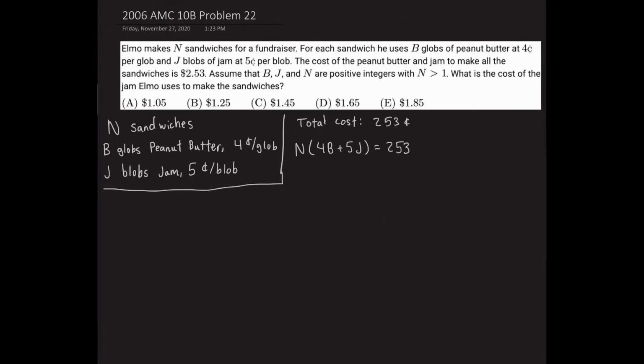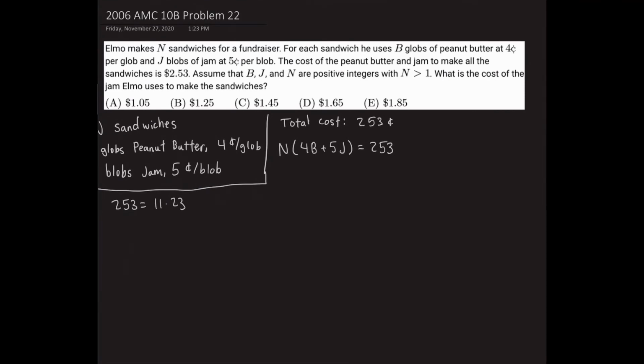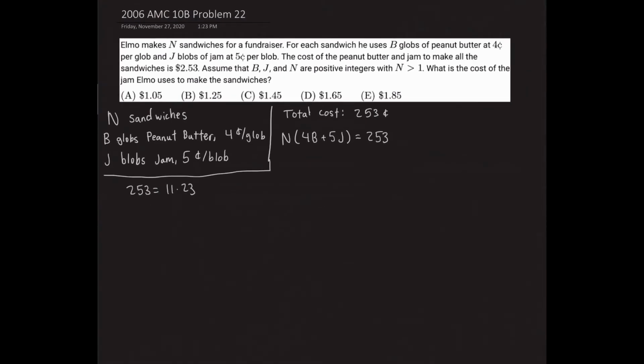So now the next step in this problem is to just solve for each of these variables. At first it may seem intimidating because it's 3 variables and only 1 equation. But something that helps here is to prime factorize 253. So 253 can be broken down into 11 times 23, and 11 and 23 we know are prime. So from here we know that we either have 11 sandwiches and 23 cents per sandwich, or we have 23 sandwiches and 11 cents per sandwich. So I'm going to first try out 11 sandwiches and 23 cents for the cost of each sandwich.